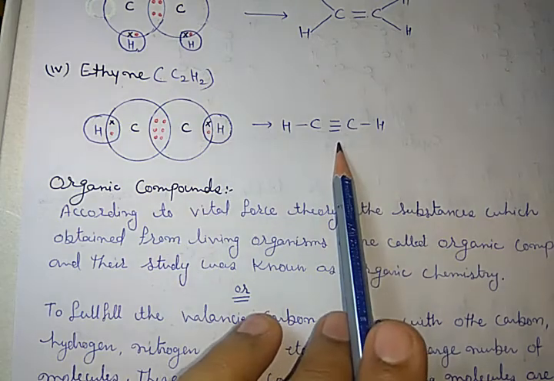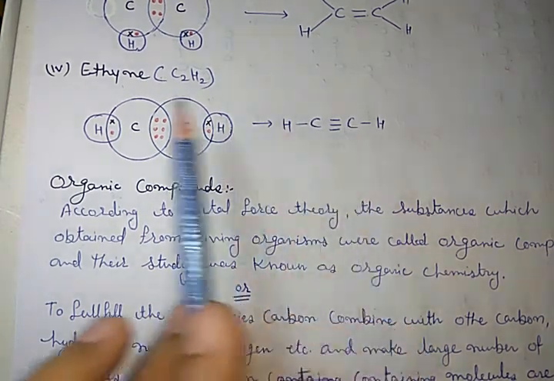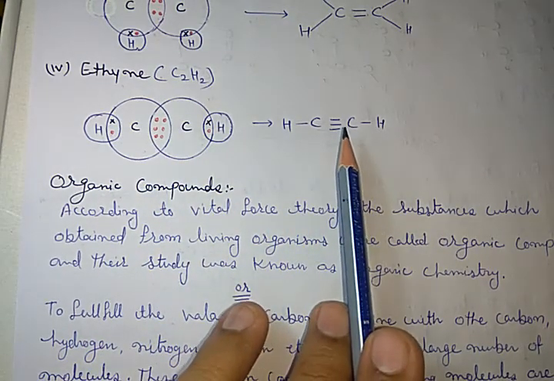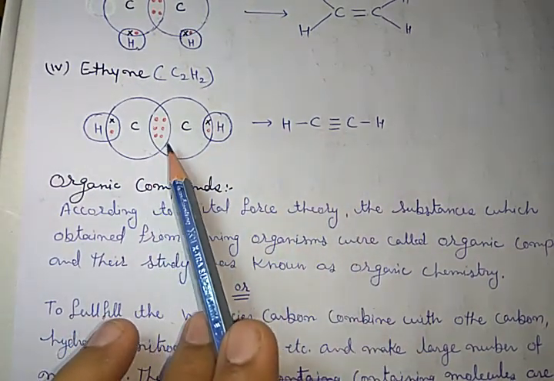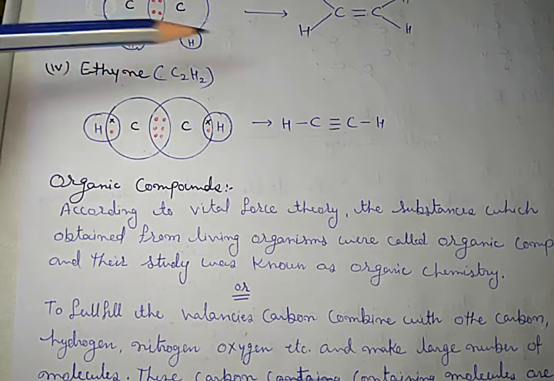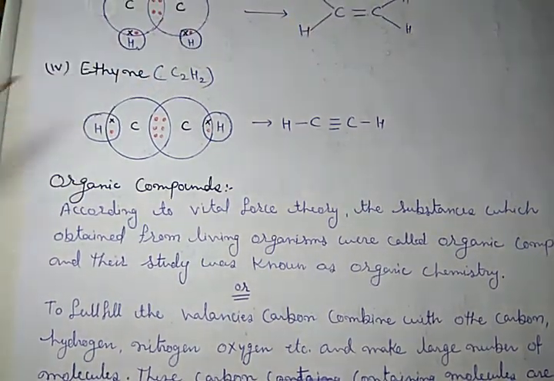So this is the structural formula of ethyne, and that is the electronic formula of ethyne. Similarly, the one above is the electronic formula and structural formula of ethene. One thing let me make clear: this is a very important question, because it is generally asked by examiners in the board exam. Write the structural formula of methane, ethene, ethyne, etc.